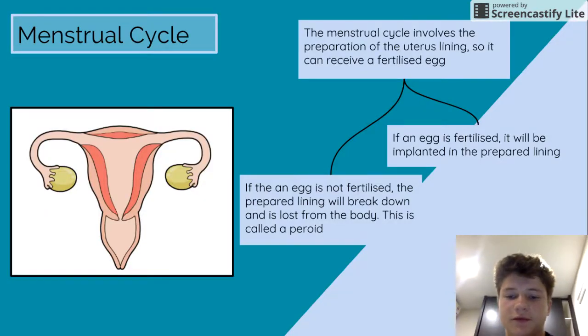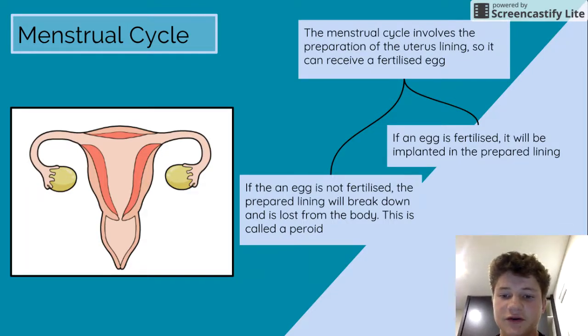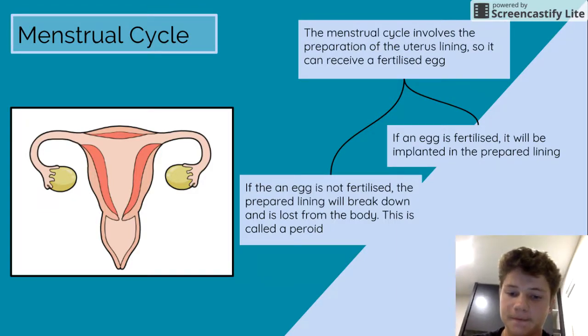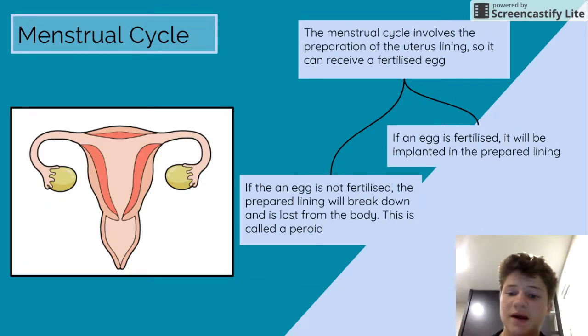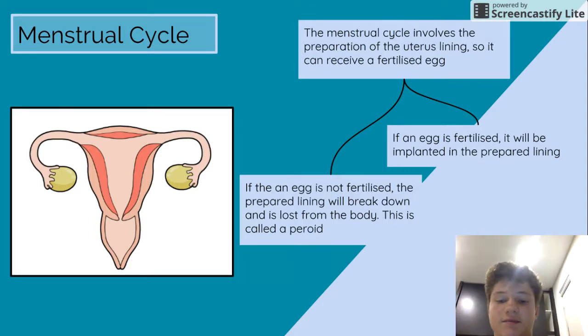So the menstrual cycle involves the preparation of the uterus lining so it can receive a fertilized egg. If an egg is fertilized, it will be implanted in the prepared lining. If it is not, the prepared lining will break down and is lost from the body. This is called a period.